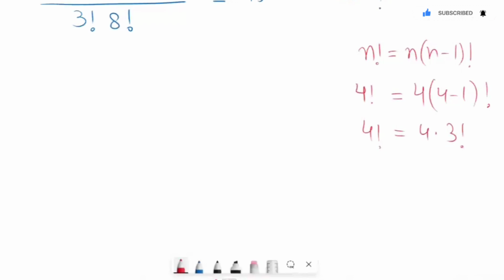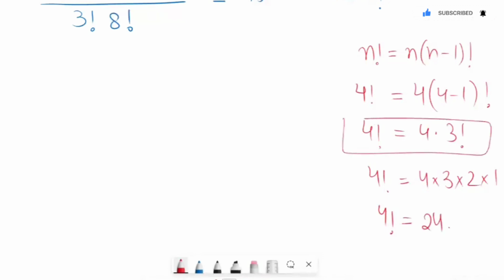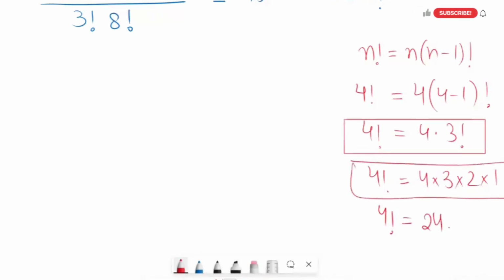Or I can write this 4! in this form also: 4 times 3 times 2 times 1, so 4! equals 24. In these three ways we can write the factorials according to the given equation.